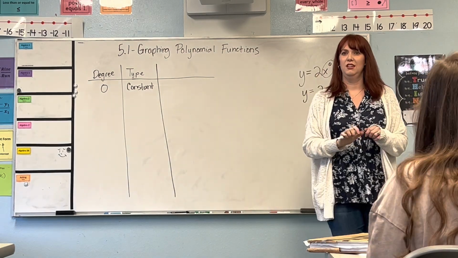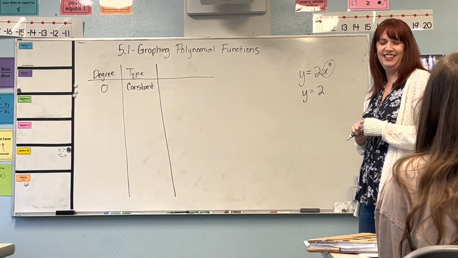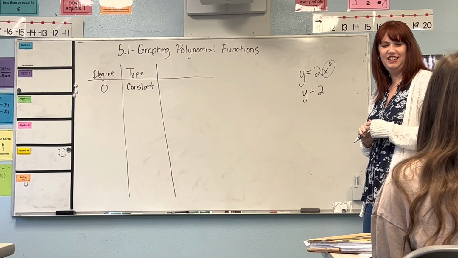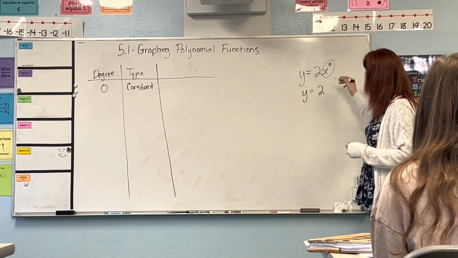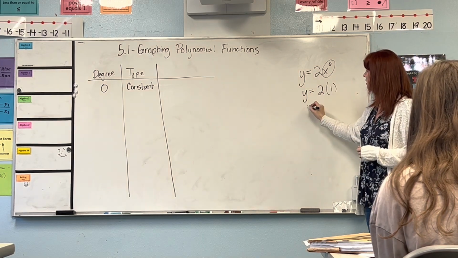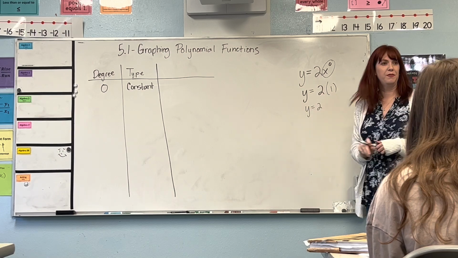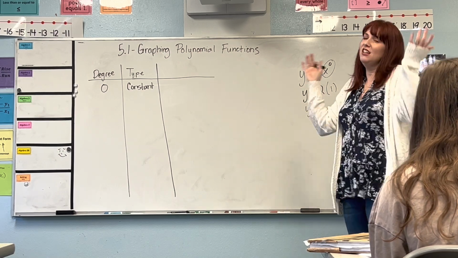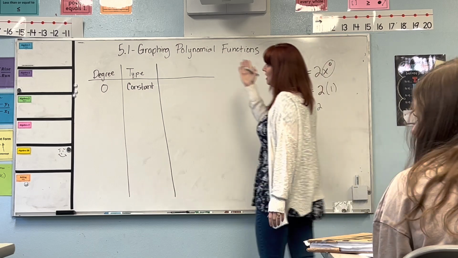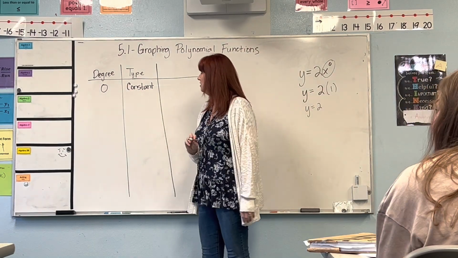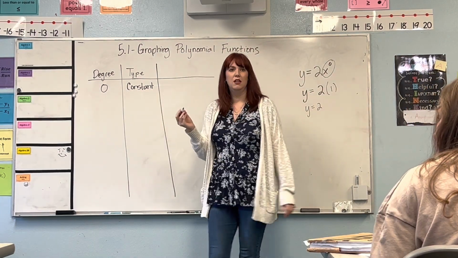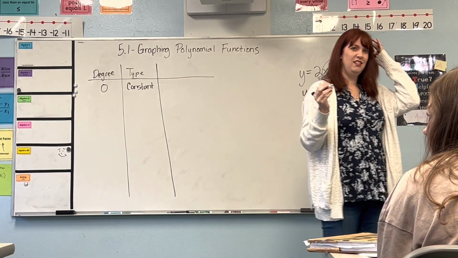So if we ever have x to the 0, it's going to cancel out and just become a regular number. So anything to the power of 0, you just cancel it out. Okay, cool. That's why we say a constant is to the degree of 0. So if y was to the power of 0, it would be undefined.